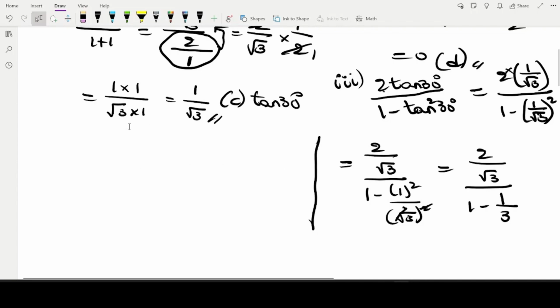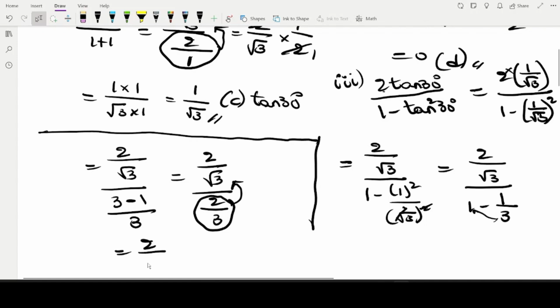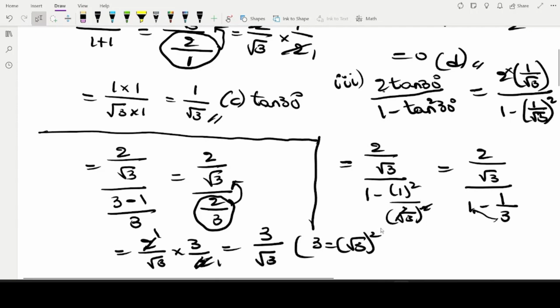So let me write the value here. So this becomes 2 divided by root 3, divided by 3 into 1. So 3 into 1 is 3 minus 1 divided by 3. So now this becomes 2 divided by root 3, divided by 3 minus 1 is 2, divided by 3. Now when you flip it to the top, this becomes 2 divided by root 3 into 3 divided by 2. Both 2s get cancelled. Now you are left with 1 into 3 is 3 divided by root 3. As we know, we can write 3 as root 3 whole square. As square and square root get cancelled, you will be left with root 3. So we can write 3 as root 3 whole square.